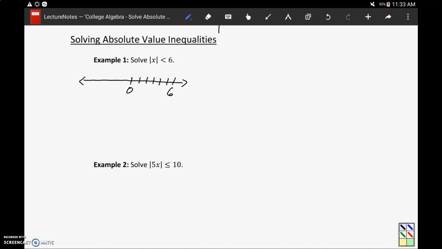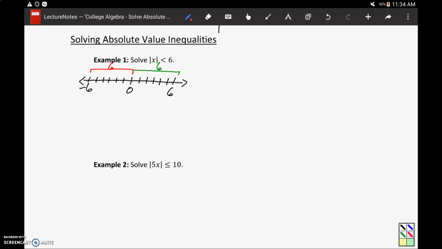So we can mark out 6 units in the positive direction, or to the right, which would mean our solution should include all values between 0 and 6. But we also want to think about that idea that absolute value doesn't worry about direction. So we also need to think about values that are 6 units away in the opposite direction. So what we would see there would be -6. But again, -6, even though it's in the opposite direction, is still just 6 units away.